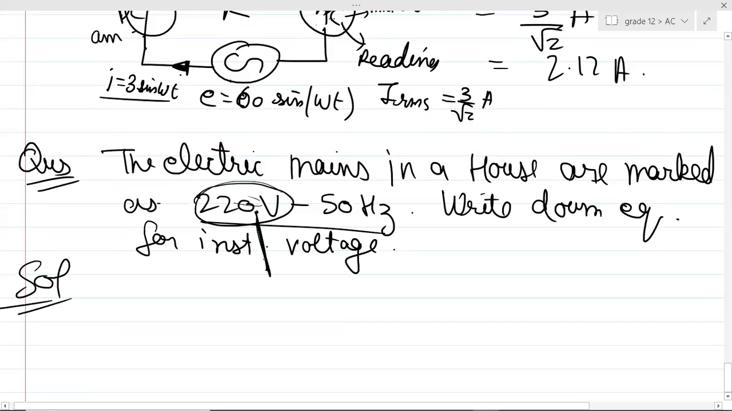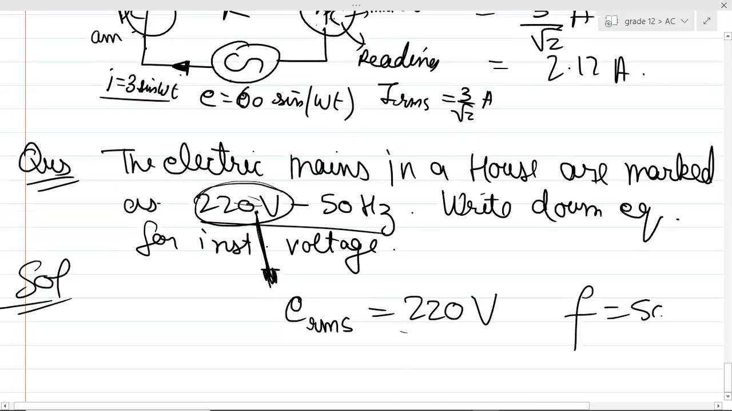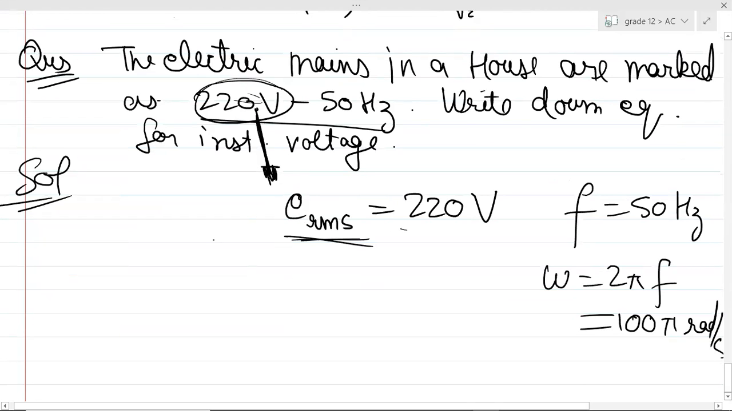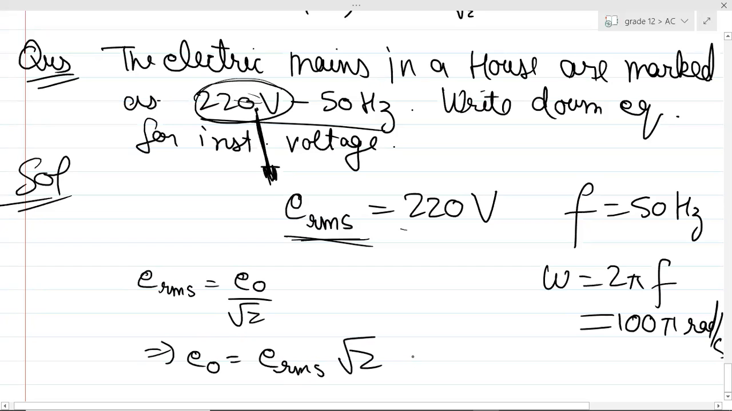This value is always the ERMS. So always remember, this is your ERMS, which is 220 volt. The frequency is 50 hertz. If the frequency is 50 hertz, then I can calculate omega, which is 100 pi radian per second. And from this ERMS, I can calculate the value of E naught. We know ERMS is E naught divided by root 2, so E naught is ERMS multiplied by root 2, which is 220 root 2.